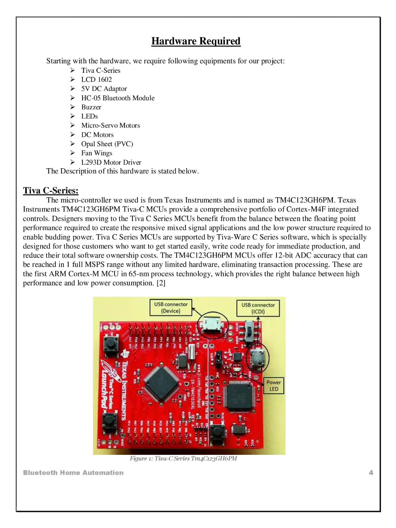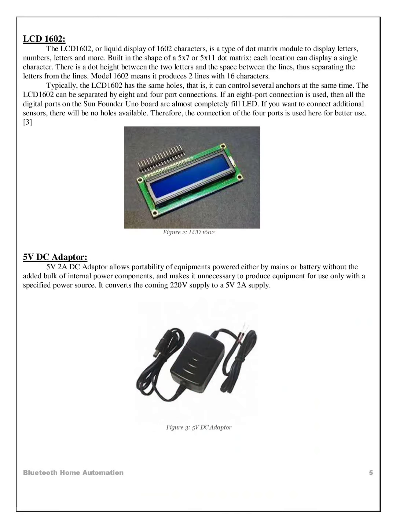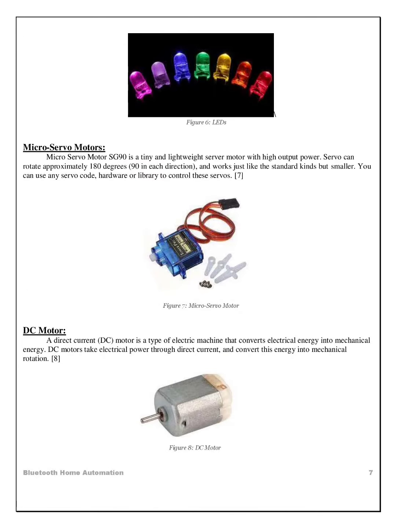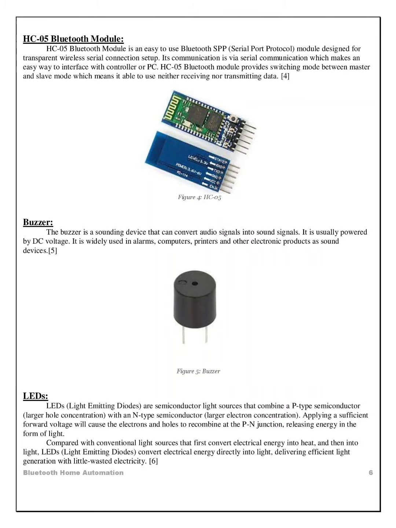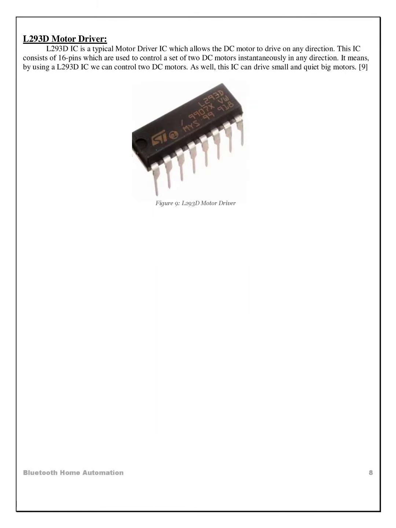So let's move toward our project. First of all, I will discuss the hardware that we required in our project. We require the following equipment: TIVA C-series microcontroller, LCD 1602, 5-volt DC adapter, HC05 Bluetooth module, buzzer, LEDs, micro servo motors, DC motors, opal sheet PVC, fan wings, and L293D motor driver.